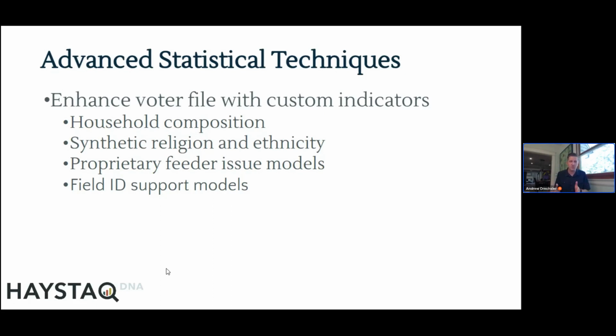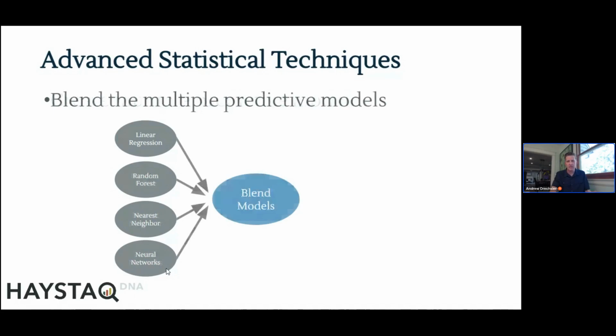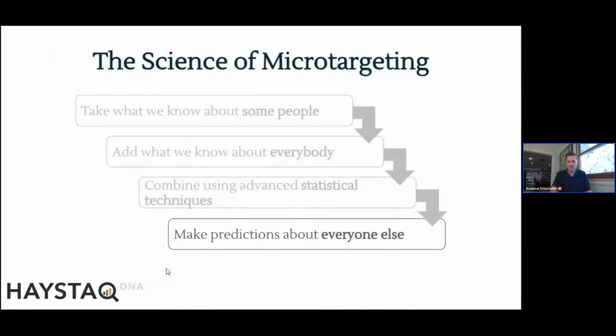And there's a lot of ways that we can do models just off of that would help the campaigns right off the bat. Then we have the data team at Haystack. What they're going to be doing is creating multiple predictive models. We don't rely on one specific program. We're usually using 5-6 different techniques. Here's a list of some of them in creating those models. And then one thing that we do is we blend those scores together to give you the best prediction. And then that allows us to put a final score on everybody in the voter file.